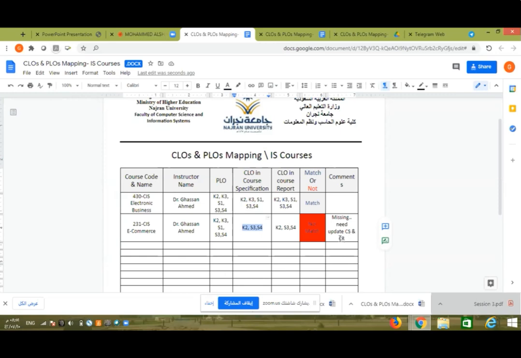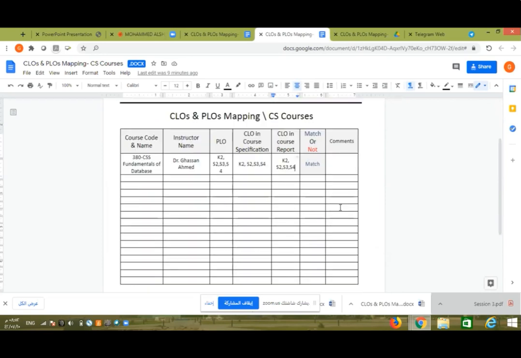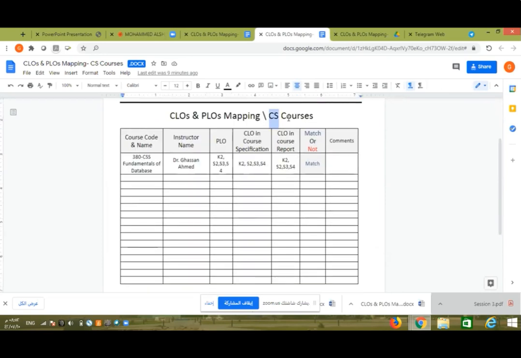Later we will go with the course coordinators and the head of department to see how we are going to solve it. Maybe we will allocate one file or one folder to put the updated things. Very simple. This is just for ICE courses. For CS, the same guidelines. We will send you the CS courses, of course, for both male and female sections.